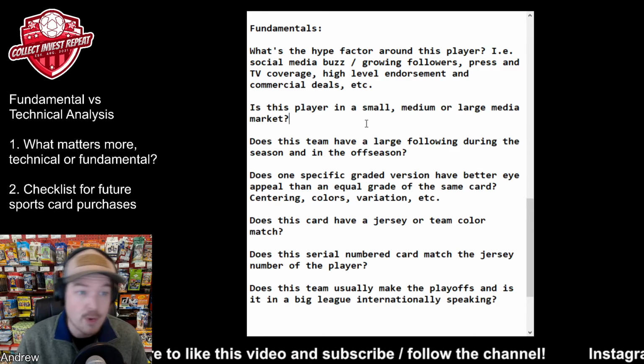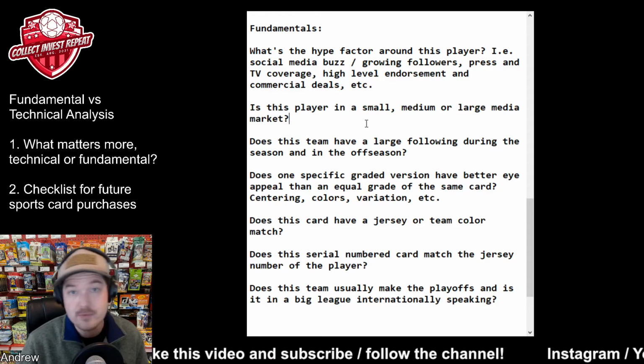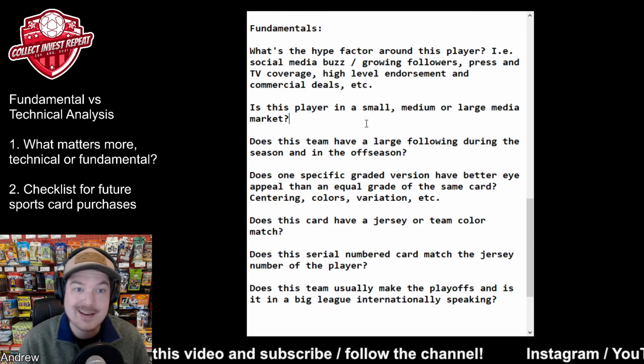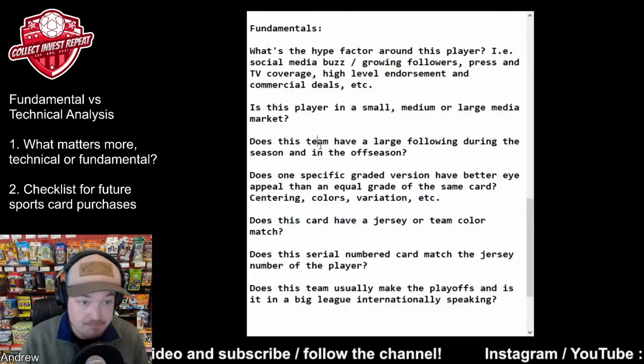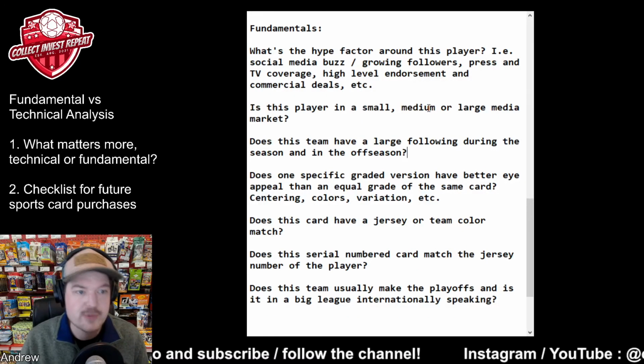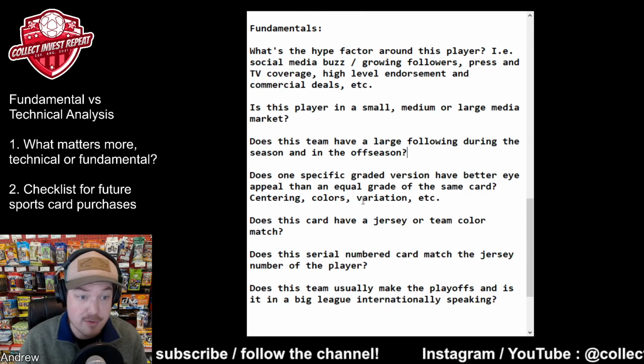And from the previous point, he doesn't have any high-level media or commercial deals that I know of, but just playing on the Lakers, being with LeBron and AD, being in LA certainly helps raise his profile some. Next up, does this team have a large following during the season and in the offseason? I think the Lakers definitely qualify for both of those.